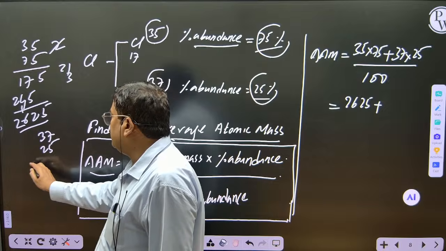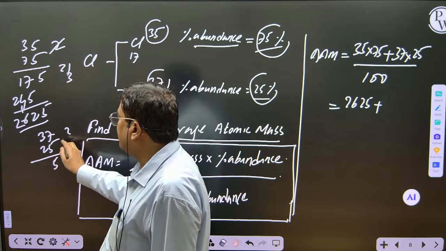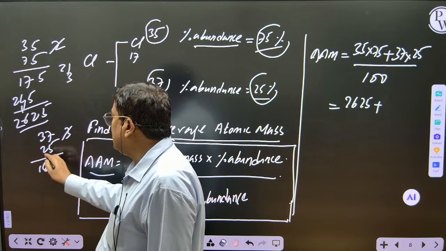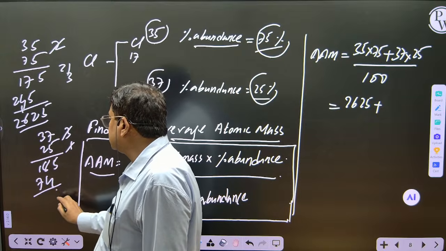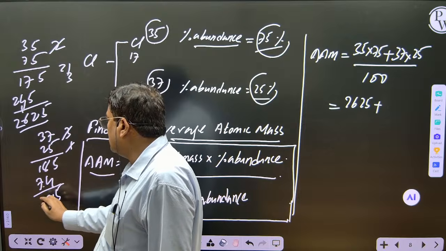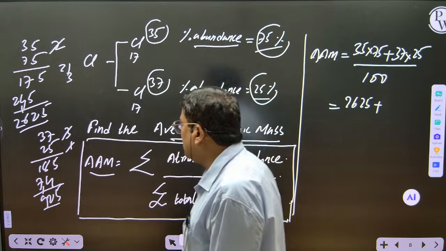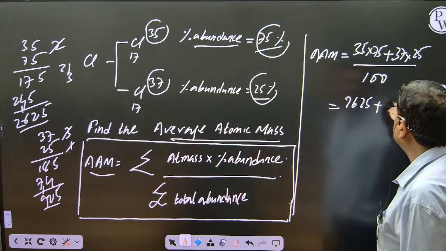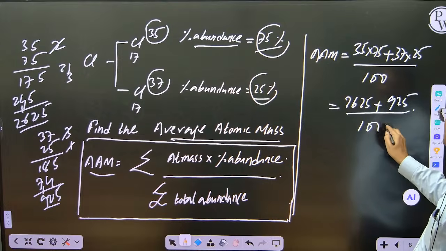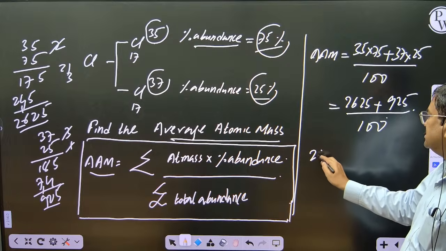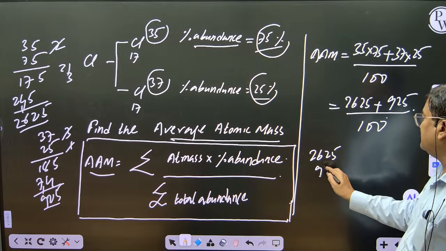37 with 25 when you multiply, 5 7s are 35, 3 5s are 15 plus 3, 18, 2 7s are 14, 3 2s are 6, 7. This comes how much? 12 and 9. 925 I am getting. Check whether you get the same 925 or not. By total abundance 100. Now add this 2625 plus 925.